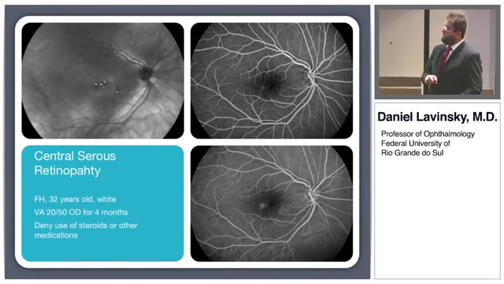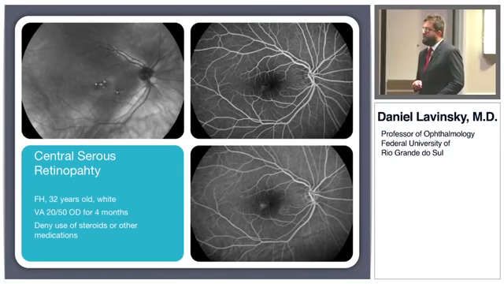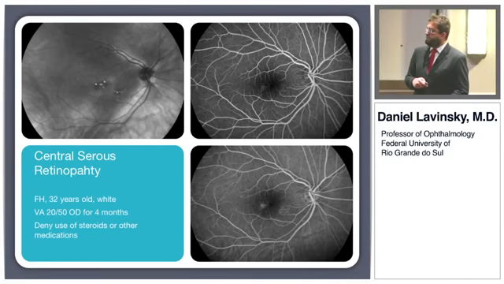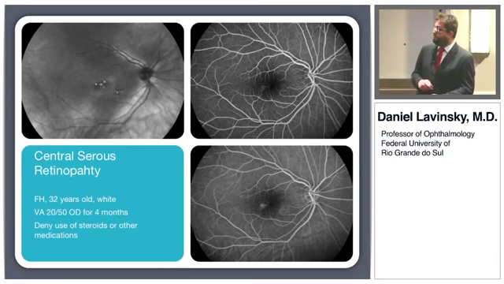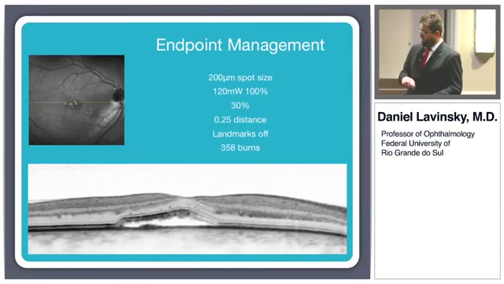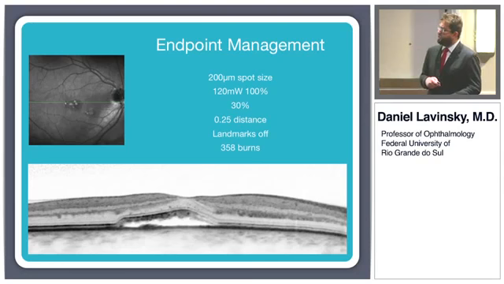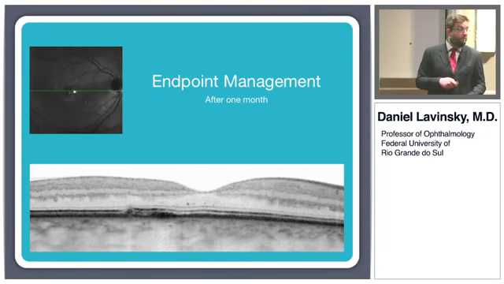So this is a different case. This is a male, 32-year-old, white, 20/50. So again, very close to the fovea. So we could only treat this with either PDT, micropulse, and now with endpoint management. So this is the fluid, the subretinal fluid. Again, after 1 month, a very good result.